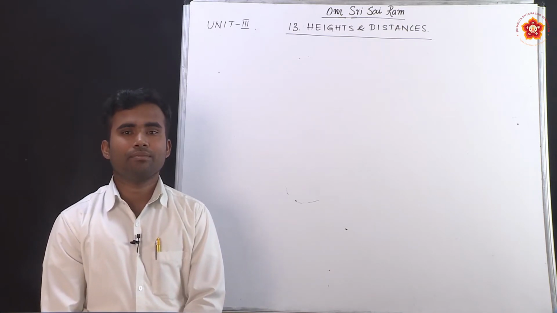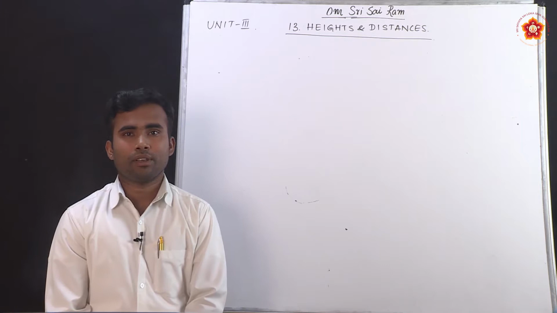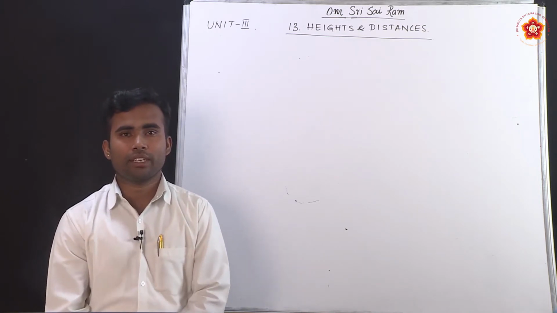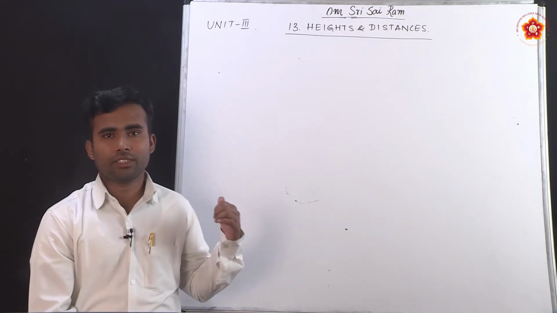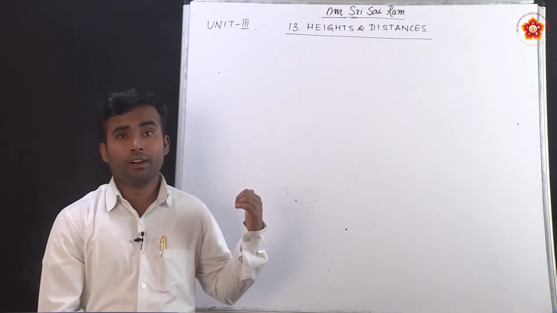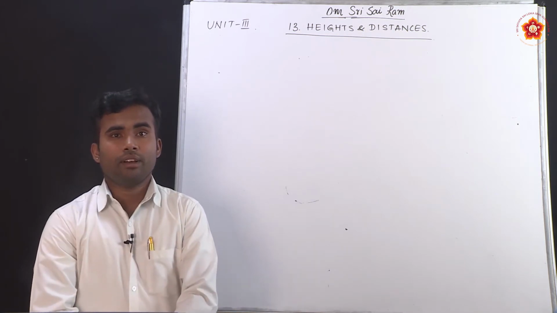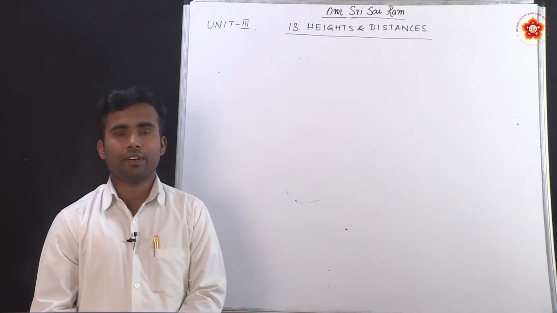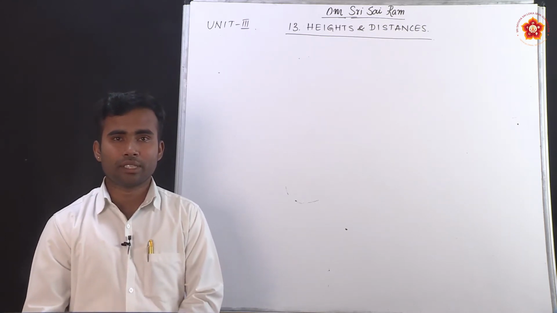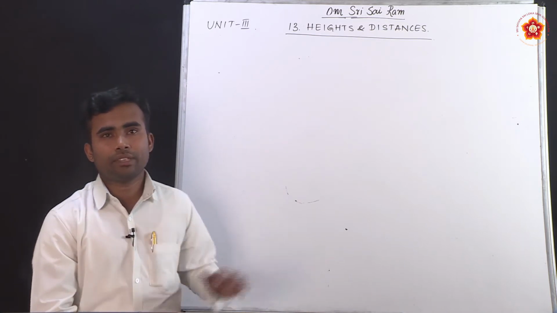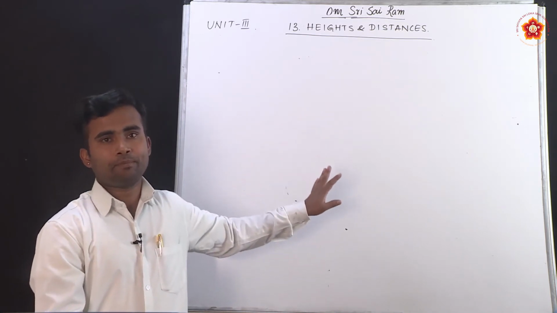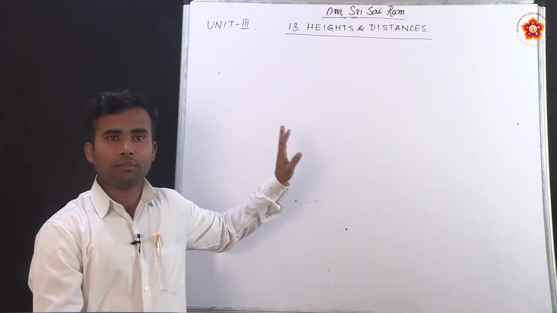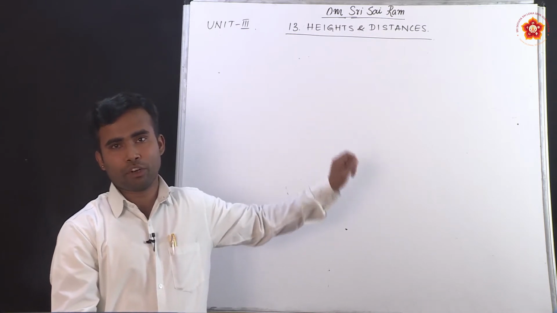Today we are going to start heights and distances of basic mathematics. This chapter is actually the application of trigonometry, and this comes under unit 3, the first chapter, which is chapter number 13. After this we have trigonometry. As we know, we were introduced to trigonometry in the first year of basic mathematics, and today we will start the application of that part, which is heights and distances. This chapter is the most important practical application of trigonometry.